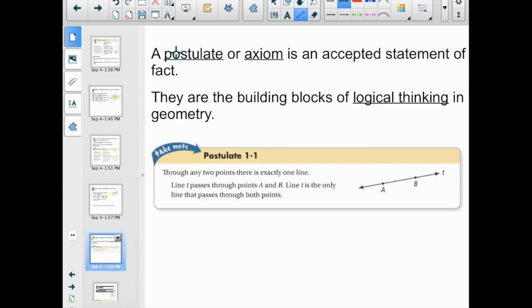Okay, so we're going to go pretty quickly through this next chunk. A postulate and axiom, basically, is an accepted statement of fact in geometry, so they're things that are just true and we don't really have to prove them or explain a ton, they just are. And they're the building blocks of logical thinking in geometry. You don't have to remember this one, it's just something that we have to talk about. It says through any two points, there's exactly one line. So you can connect any points to make a line. Great.